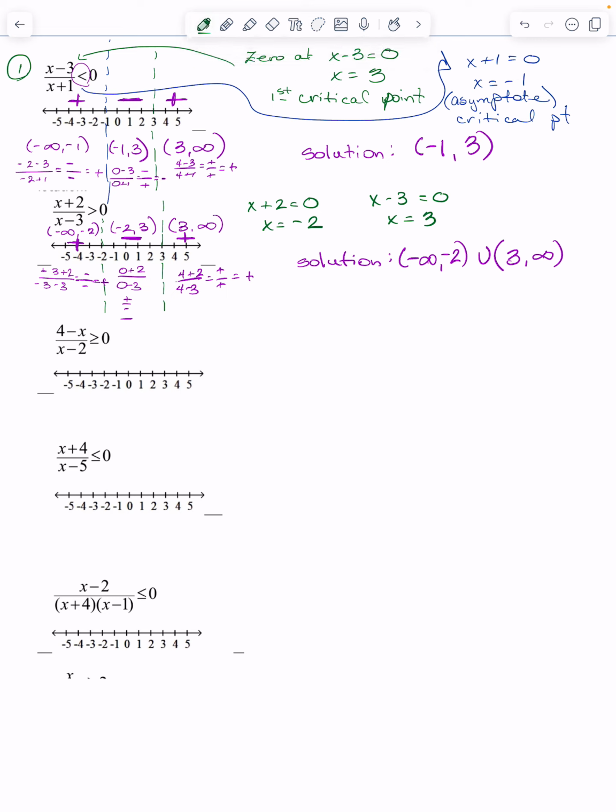So this next one, we've got to be a little more careful. I got 4 − x. Where does that equal 0? That's when 4 = x. But notice this is greater than or equal to. So my 4 is included in this interval.